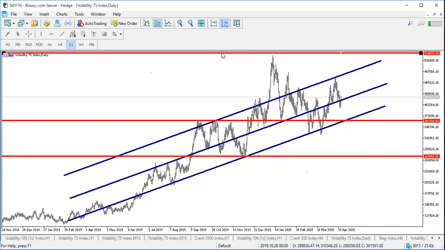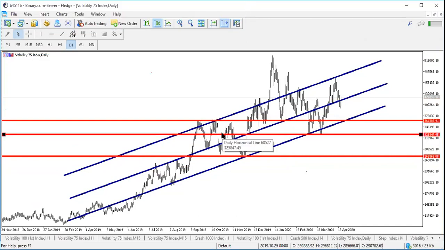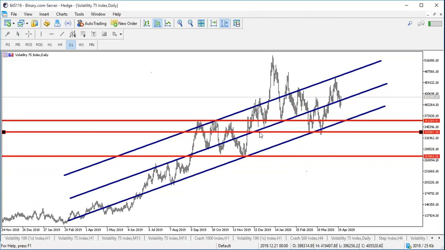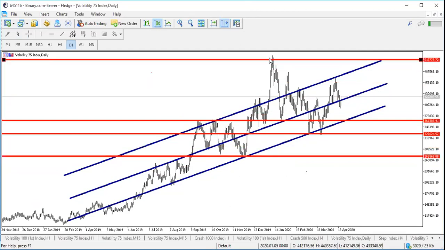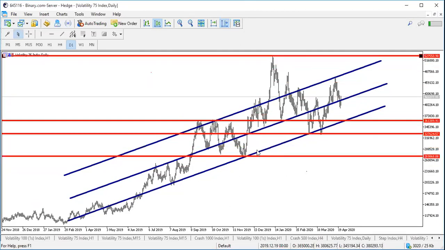So what I'm going to do is I'm going to focus only on price from this position, from this low up to this high, okay?